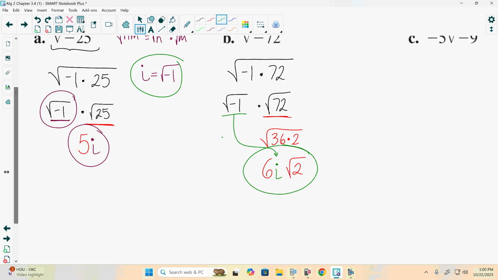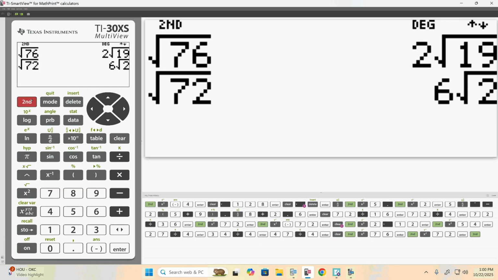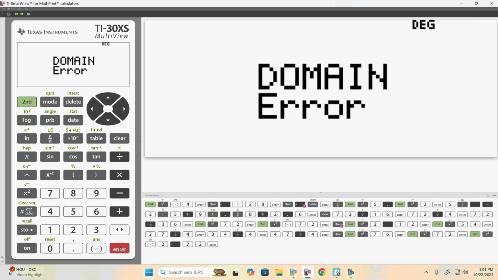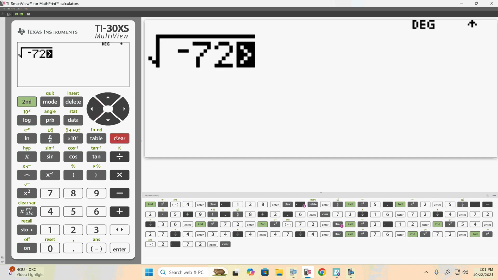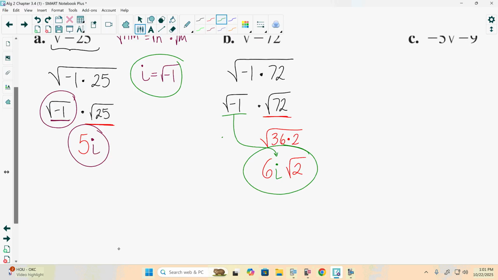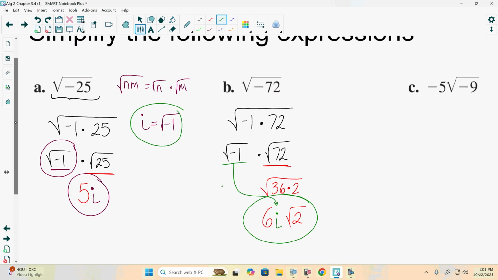So we might be able to use the TI-30XS, second square root of negative 72 is domain error. So the TI-30XS can't find the square root of negative 72, but it can find the square root of 72. So we might be able to use it to find and simplify these here.